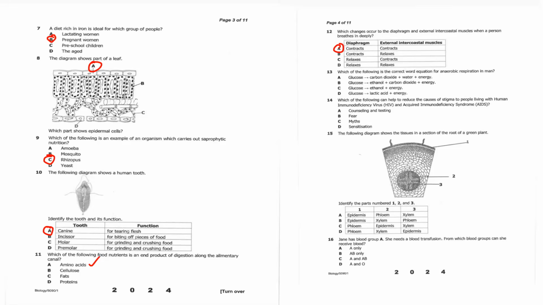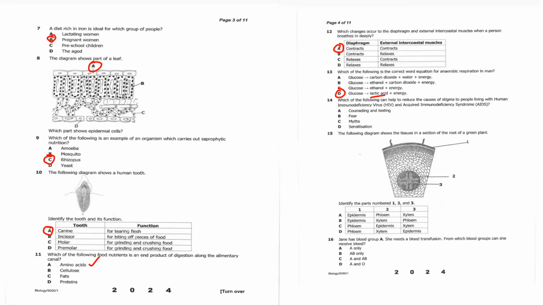Which of the following is the correct word equation for anaerobic respiration in man? Anaerobic respiration in man is called lactic fermentation, and this is D. Lactic acid is produced, and energy.